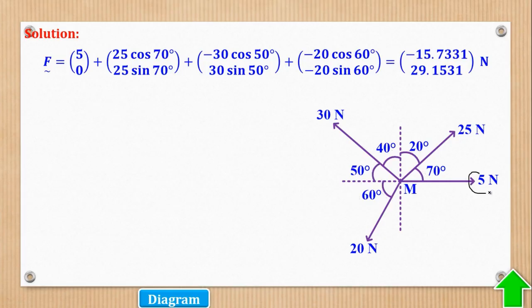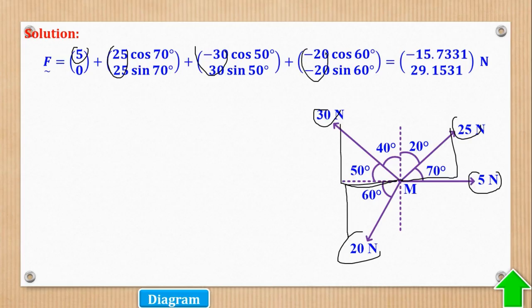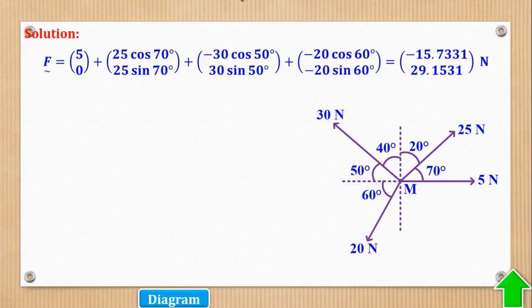So let me start with 5. 5 is entirely horizontal. That's why it is 50. 25, it is positive, positive, as you can see them here. 30, it is negative, positive. 20 is negative, negative. After resolving, you add to come up with this.